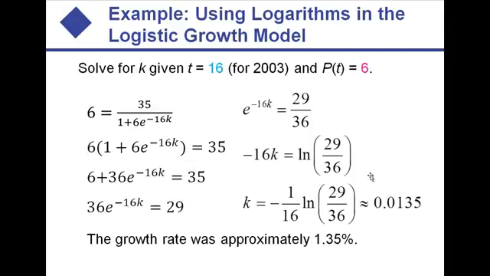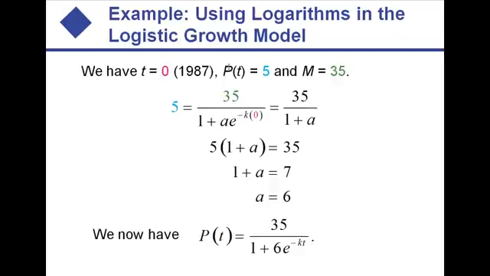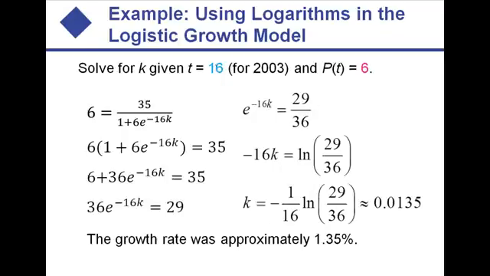Now that we know what a is, we can solve for k with our second piece of information, which was 16 years later. 2003 is 16 years past our starting point, the starting point that we used, which was 87. So that's why this is t equals 16. The population was 6, so we put in 6 for the population. We still have 35 for m. We got the 6 for a that we solved before, and now we just put in 16 for t. Remember, this was negative k times t, so when we put in 16 it was negative k times 16, and all we did was write it in this direction because it's usually more common to write the constants first and then the variable after it.